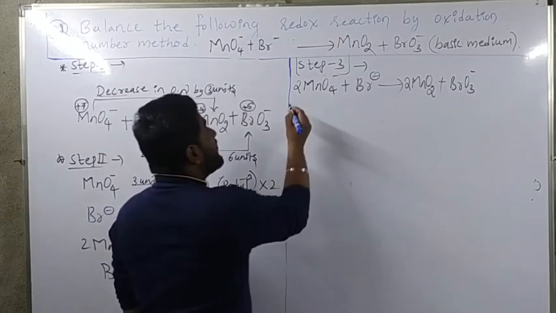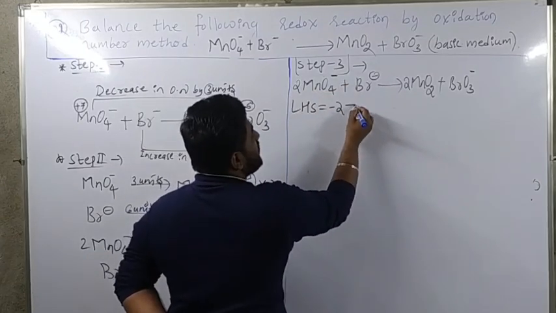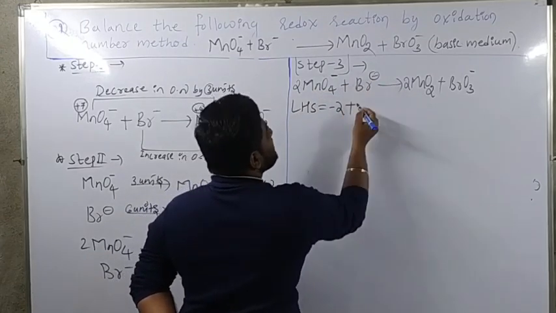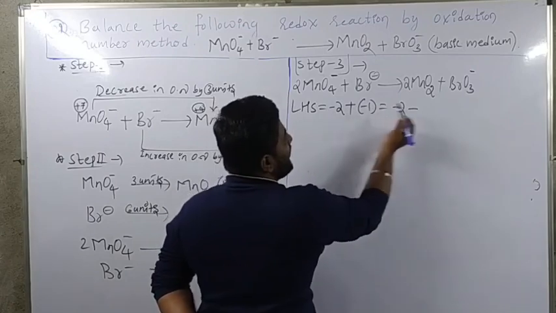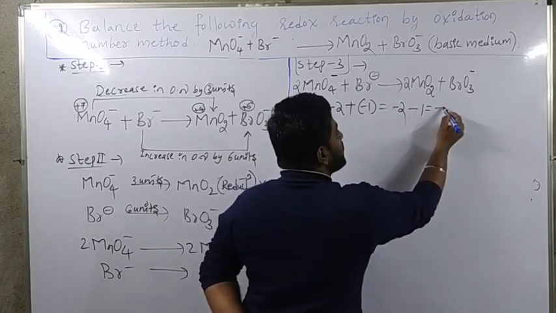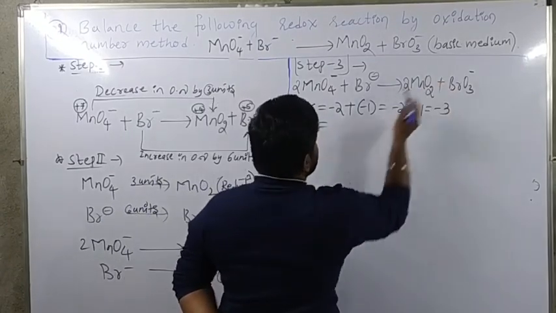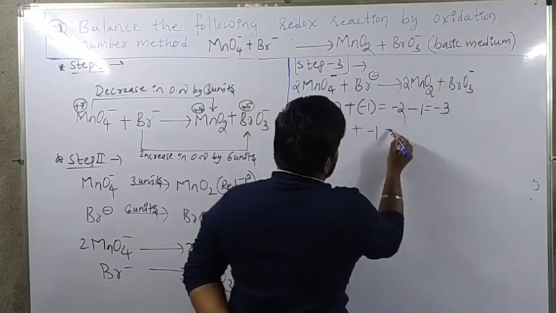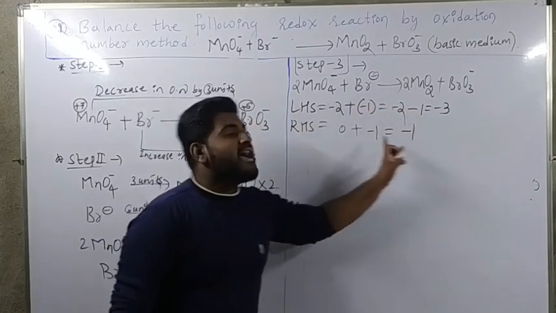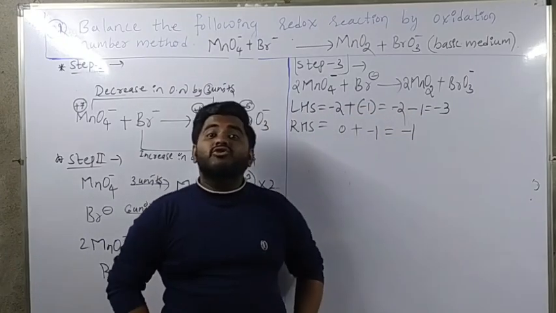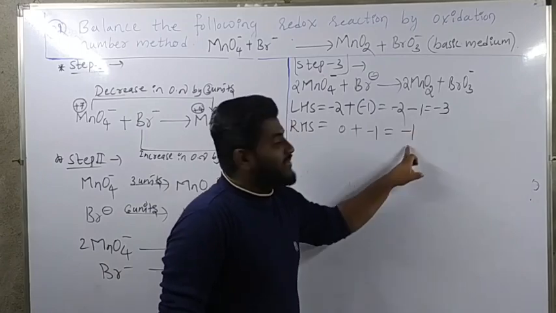Then what is the next step? Balance the charge. Yes, calculate the LHS charge, guys. On the left hand side, minus 1 into 2 is minus 2, plus Br minus, 1 into minus 1 is minus 1. How much did we get? Minus 2 as it is, plus minus 1, so you will get minus 3 as the answer. Calculate the RHS also. See what is the charge here? 0 plus the charge here, minus 1, so you will get minus 1. That means LHS is minus 3, RHS is minus 1. What to do? Both charges should be the same. How to make it the same?